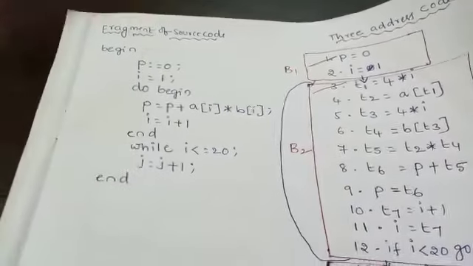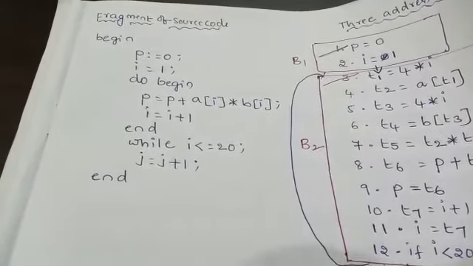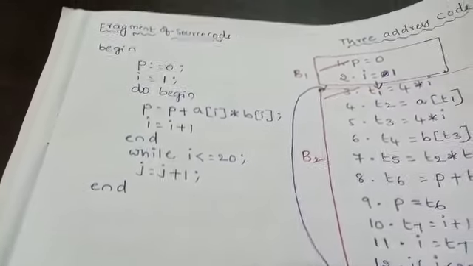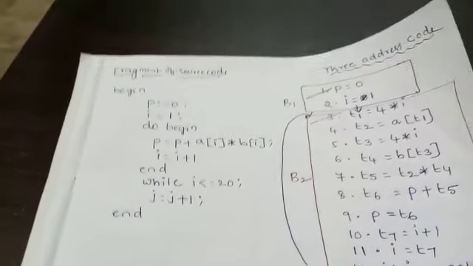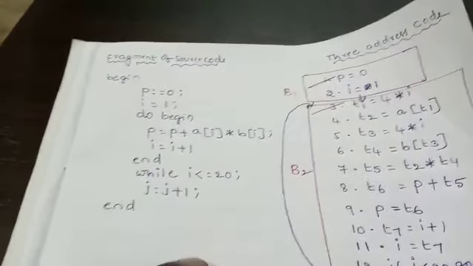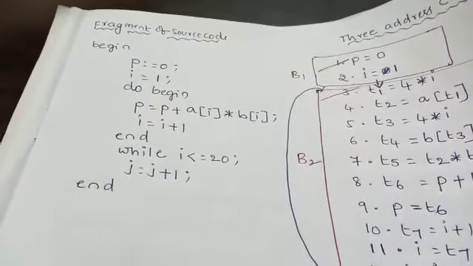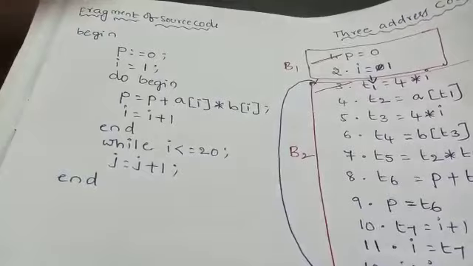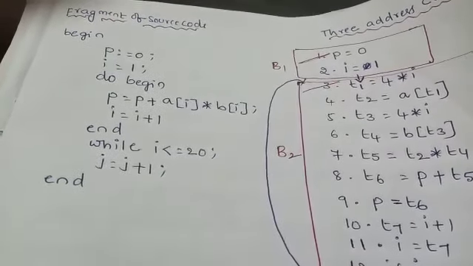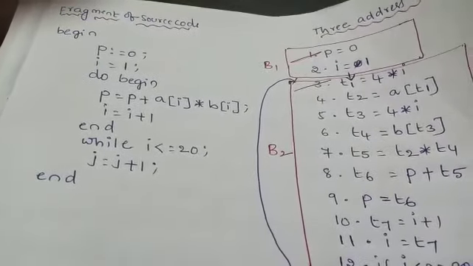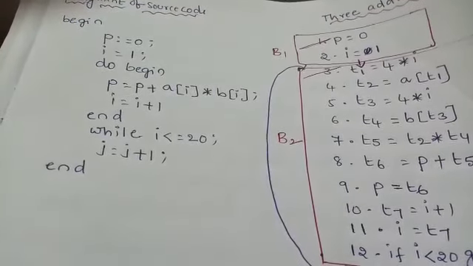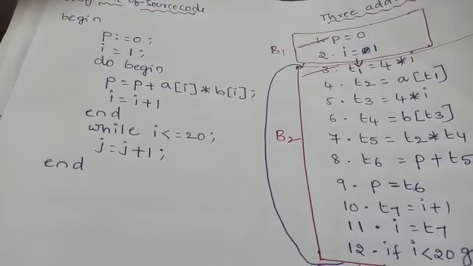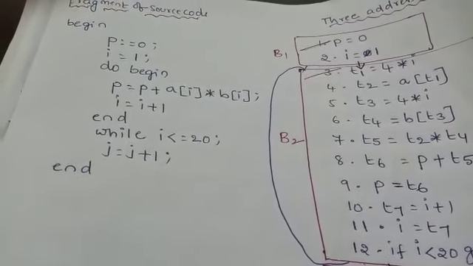Assume that this is the 3 address code generated by intermediate code generation. This is the source code. Here assume that the given source code is p equal to 0 and I equal to 1. Next, to begin, p equal to p plus a of I star b of I, then I equal to I plus 1, then end of the statement, and while I less than or equal to 20, j equal to j plus 1.